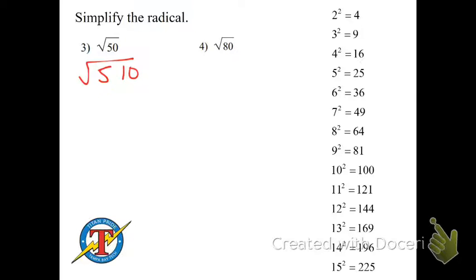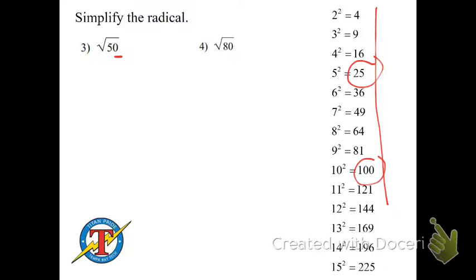So instead of 5 times 10, you have to use a number on this list. And if it ends in a 0 or a 5, 25 or 100, those are your go-tos. So think of quarters. So 50 is really 25 times 2. Think of quarters. Okay? And then I can take the square root of 25. The square root of 25 is 5, so I get 5 root 2. Done. Okay?